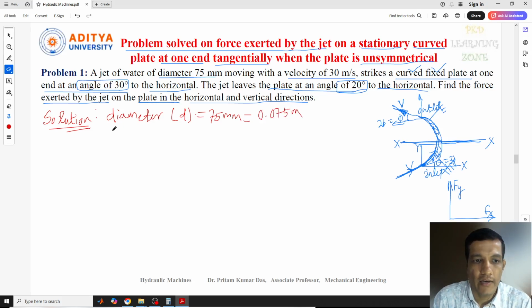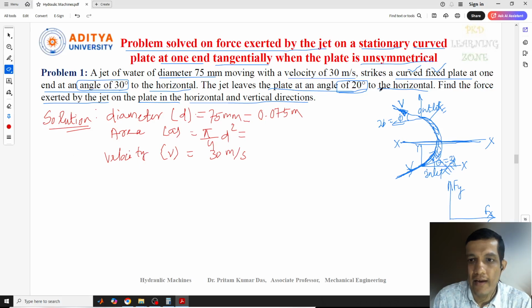And from here we can identify the value of area also. So area A equals pi by 4 d square, and we can calculate the value of how much it is here. Next, the velocity of the fluid jet is given. Velocity of the fluid jet, V, is given as 30 meter per second.